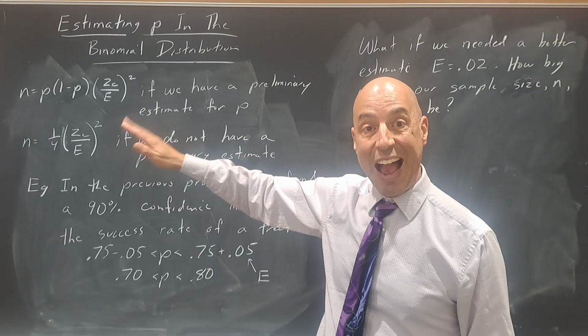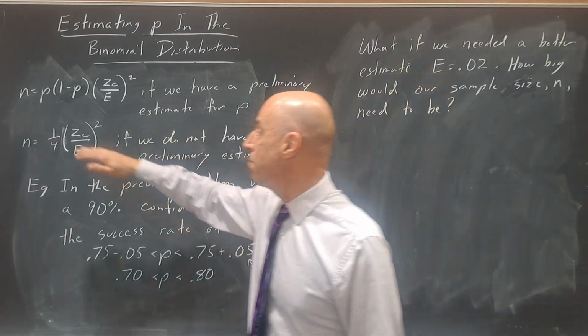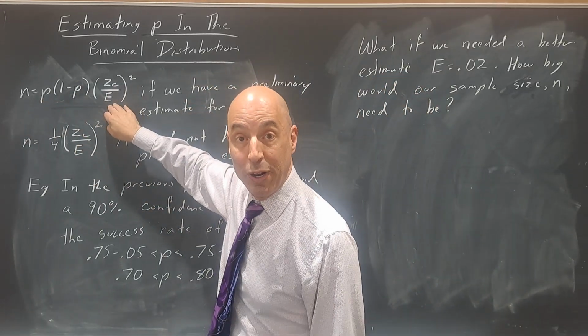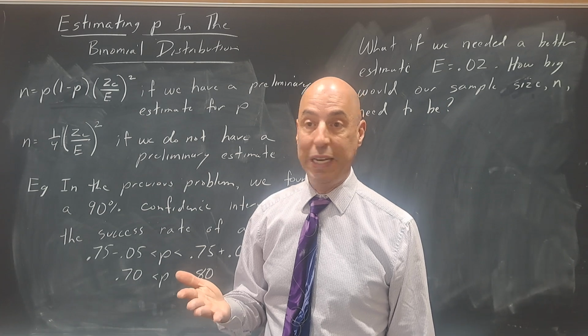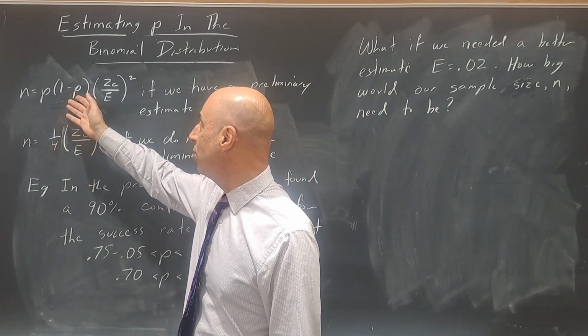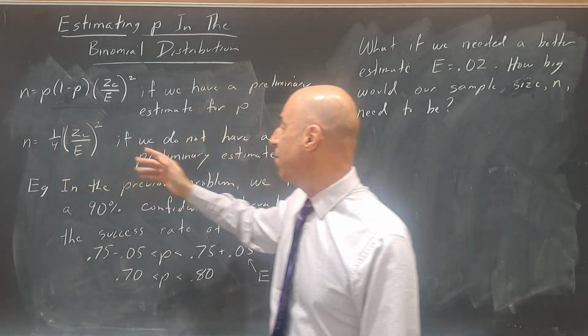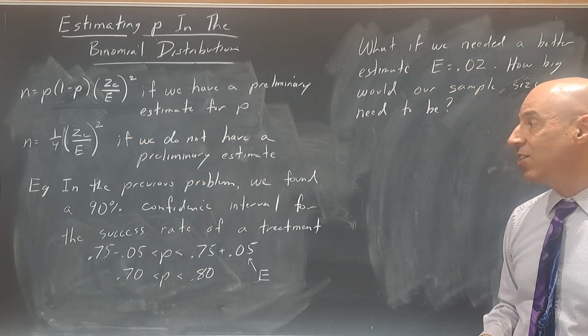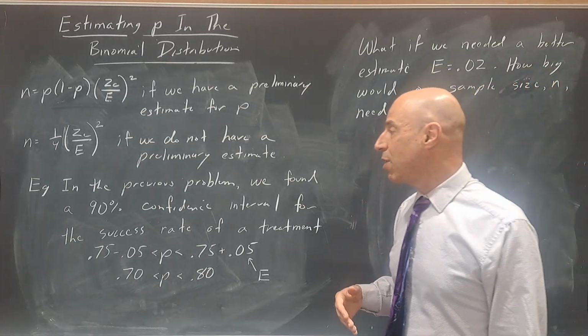So there are two formulas that we can use. If we already have a preliminary estimate for P, we can use this formula. This is the better one. If we don't have a preliminary estimate for P, then we can use this one. So we use this if we can. We use this if there's no preliminary estimate already existing for P. So let me illustrate what I mean.